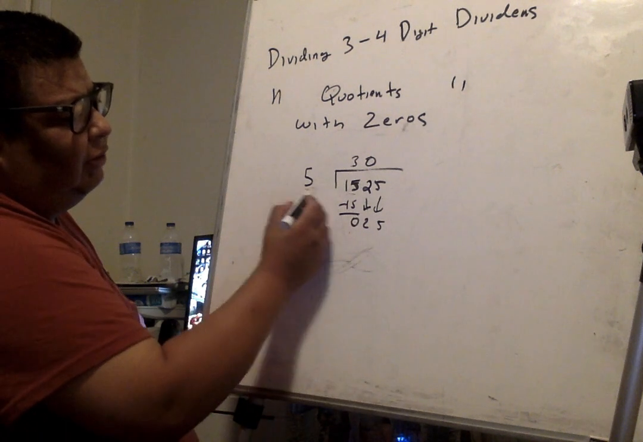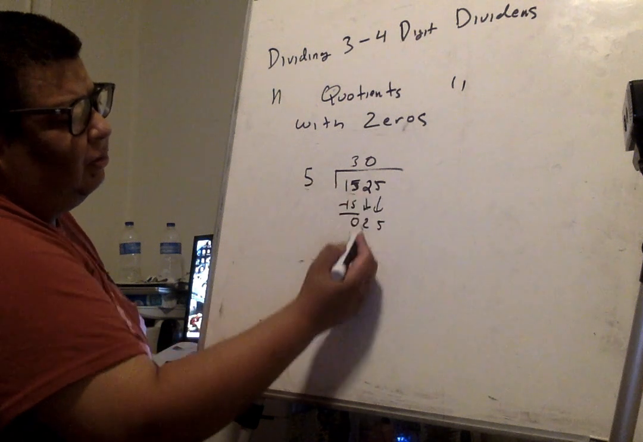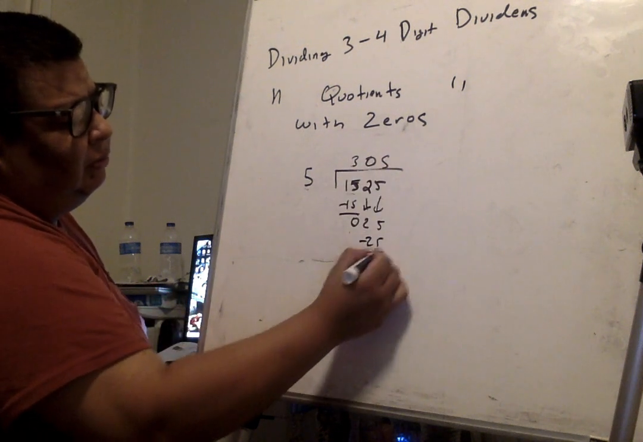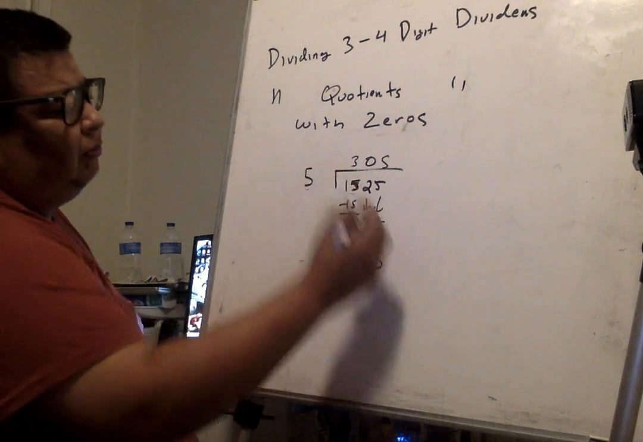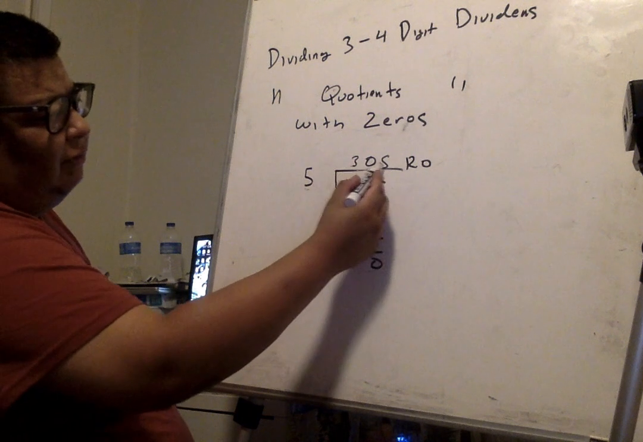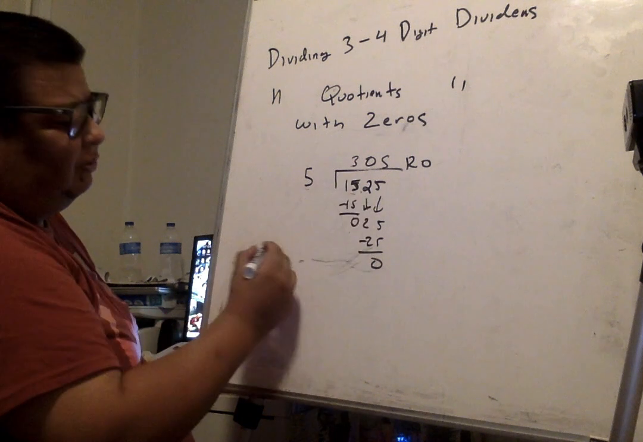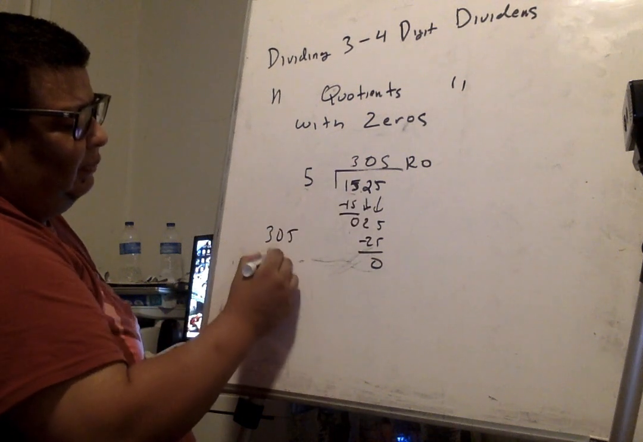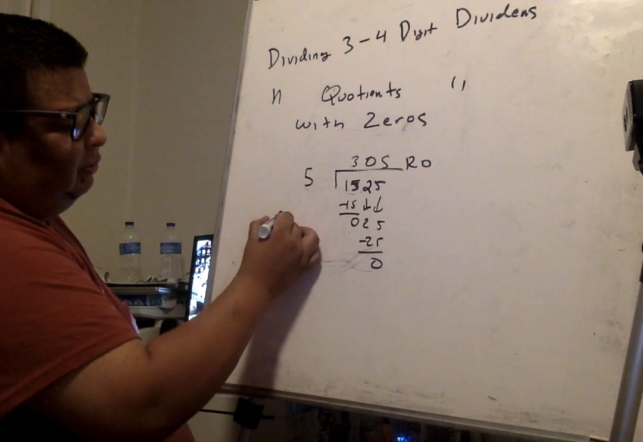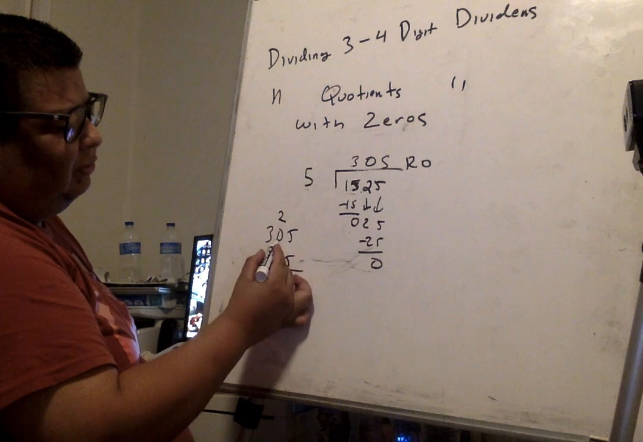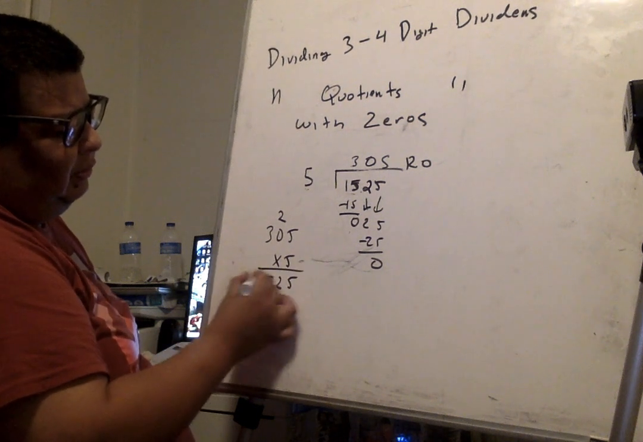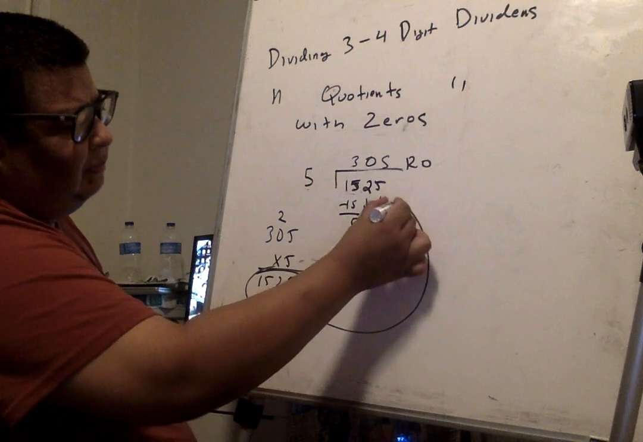So now 5 times what number gives me 25? 5. 5 times 5 is 25. Remainder 0. Again, we can check. 305 times 5 should give us 1525. So 305 times 5. 5 times 5 is 25. Carry 2. 5 times 0 is 0, plus 2 is 2. 5 times 3 is 15. So it is 1525.